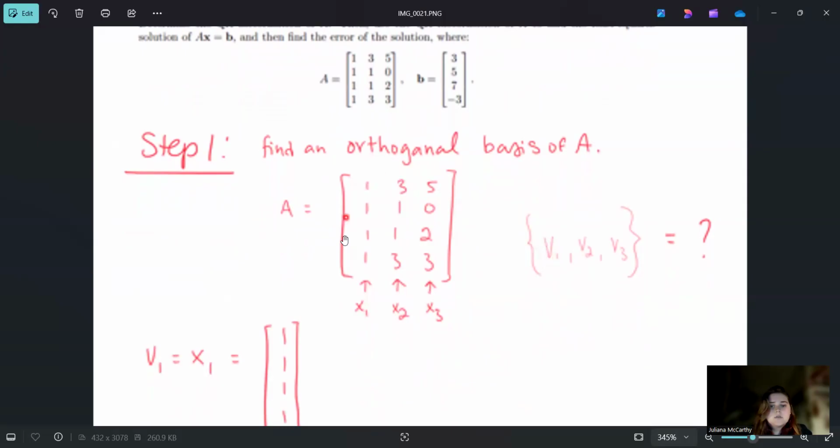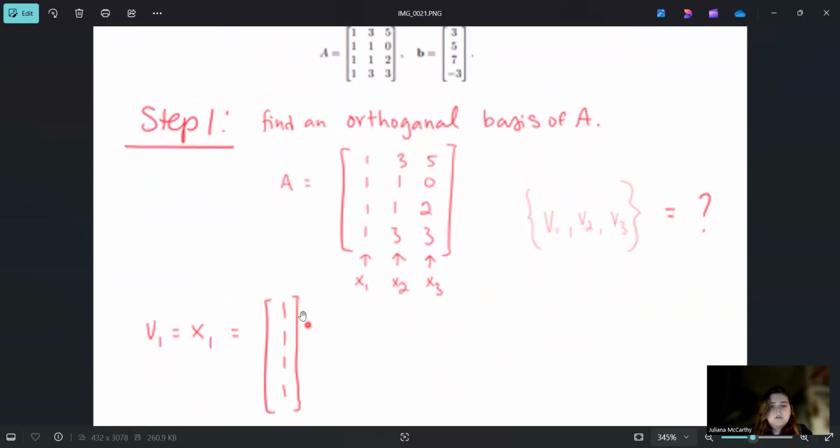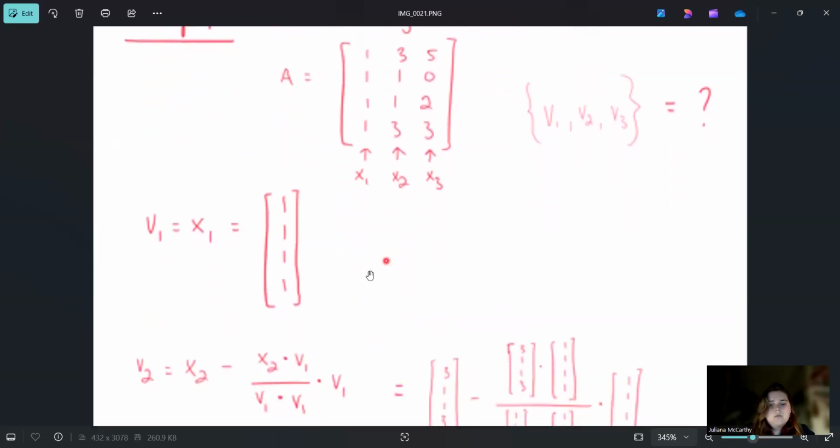We're just going to set x sub 1 equal to v sub 1. So v1 is going to be 1, 1, 1. It's going to be the first column of A. Easy, simple. Moving on to v2 now. We have this equation right here. v2 is going to equal x2, so the second column of A, minus (x2 dot v1 over v1 dot v1) times v1. So we're going to use the dot product a lot here.